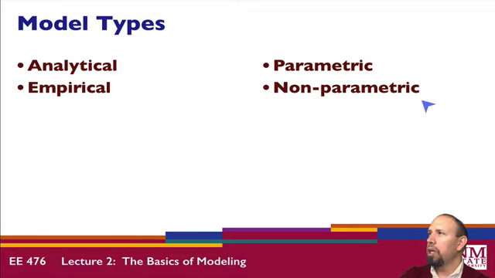We can also have a non-parametric model. So for example, a Bode plot is a non-parametric model. You can actually obtain a non-parametric model without actually knowing the system differential equations at all.